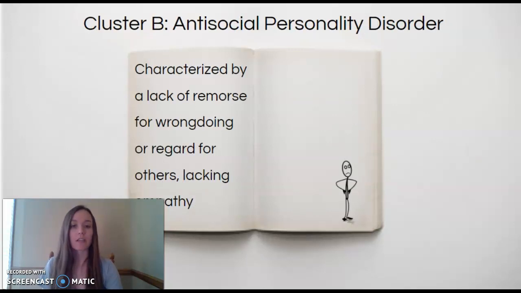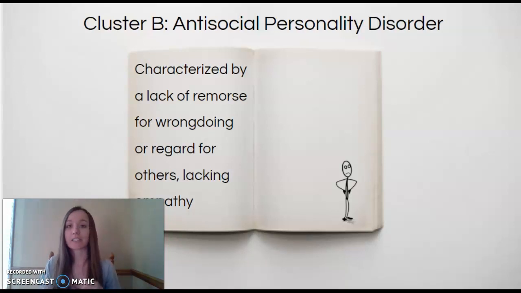Cluster B is antisocial personality disorder, and I would say students guessing on the AP exam often guess this wrong because they think of antisocial as not outgoing, like the antithesis of outgoing, like introverted. And that is not what antisocial personality disorder is. In fact, when you hear antisocial in psychology, it's often referring to behaviors that are not kind. So an antisocial behavior would be an unkind behavior. So that's the word antisocial, but let's talk about this disorder, antisocial personality disorder.